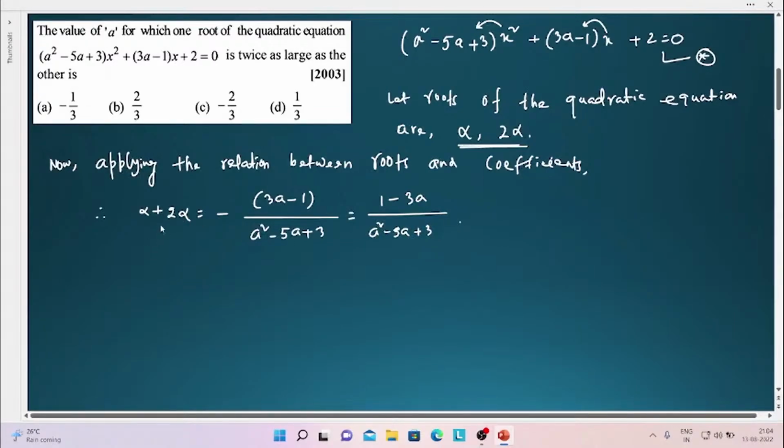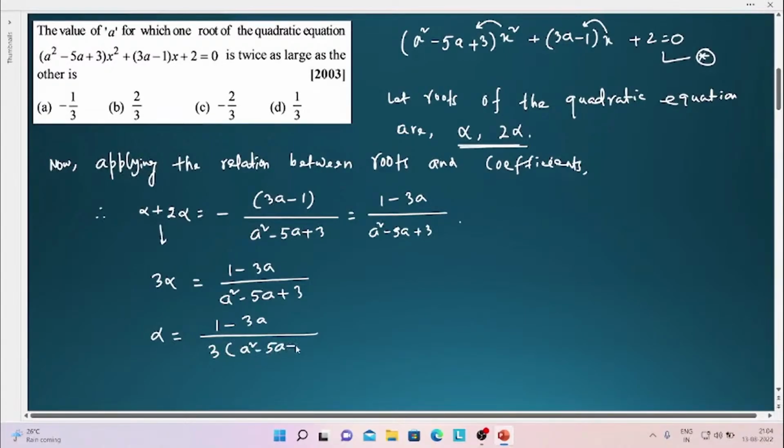If we calculate this part, alpha plus 2 alpha will become 3 alpha, and 3 alpha will be equal to 1 minus 3a upon a square minus 5a plus 3. So what will be the value of alpha? It will be 1 minus 3a upon 3 times a square minus 5a plus 3, right? This is the condition which I got by solving the sum of the roots.